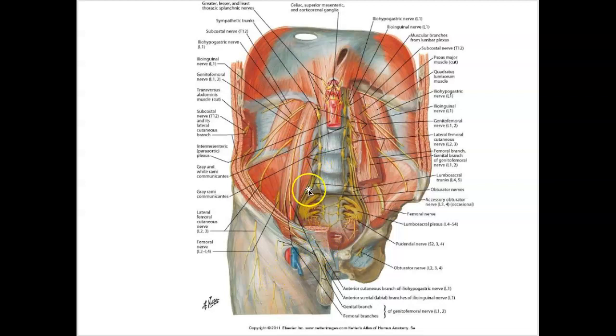L2, 3, 4 also gives us the obturator nerve. The obturator nerve comes down here and pierces through the obturator foramen, which sits between the pubic ramus and the ischial tuberosity, this big hole within the pelvis covered by a membrane. It's a big hole, but not much goes through there, just an obturator artery, nerve, and vein.